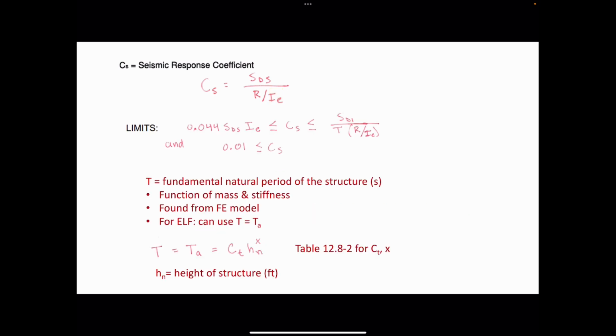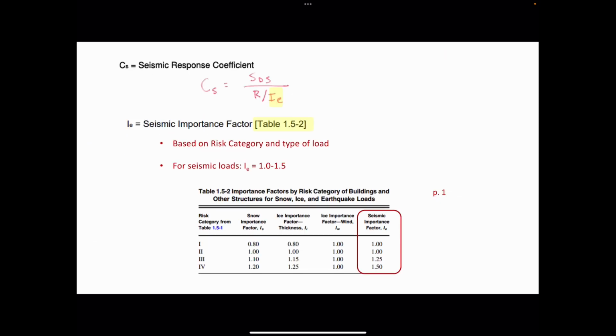All right, let's see, skipped. Oh, no, okay, that is the right direction. Okay, so that takes care of the R factor in this equation.